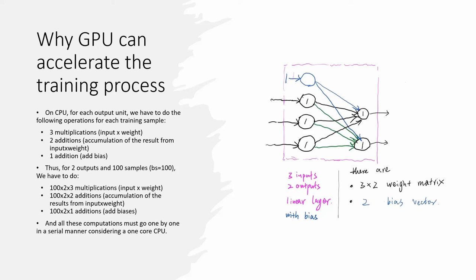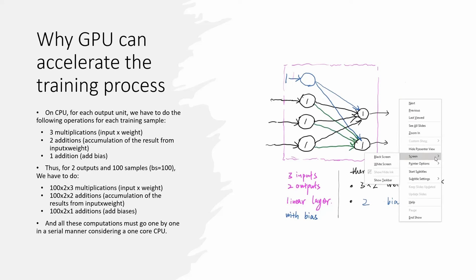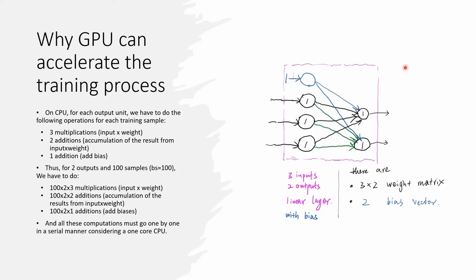Now let's think about why GPU can accelerate the training process. Let's use a three inputs, two outputs linear layer as an example. For this linear layer, there will be a 3x2 weight matrix and a bias vector. Basically, for outputting one single output, you have to do three multiplications, and then you have to add one bias. Similarly for this unit, you have to do three multiplications and one addition for the bias.